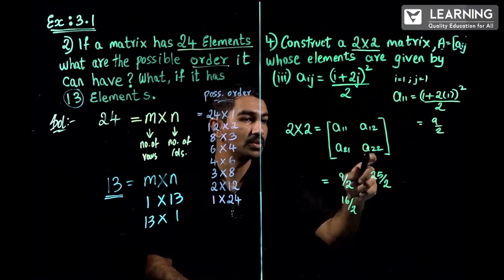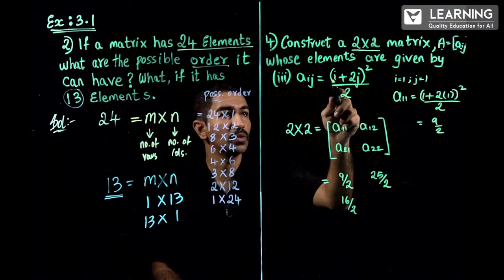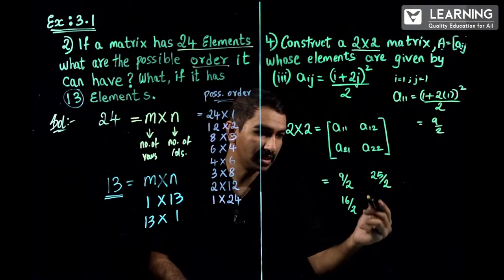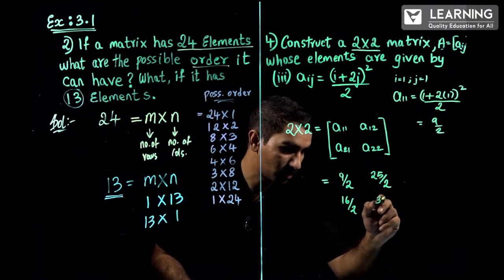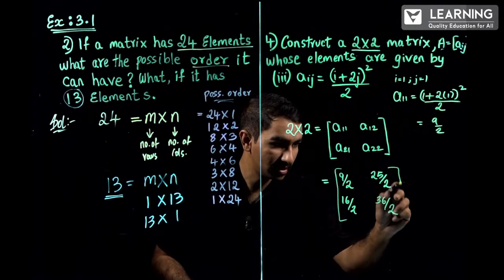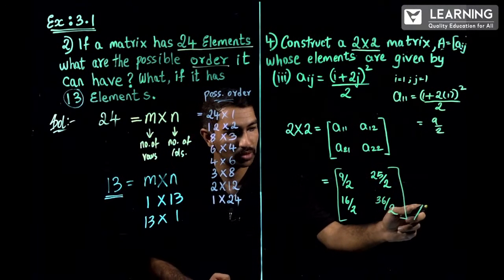Okay, next is A22. So i is 2. 2 into 2 is 4. 4 plus 2 is 6. 6 square is 36. 36 by 2 is 18 actually, but we'll just write 36 by 2. So this is our desired matrix. So construct a 2 cross 2 matrix. So this is our 2 cross 2 matrix.